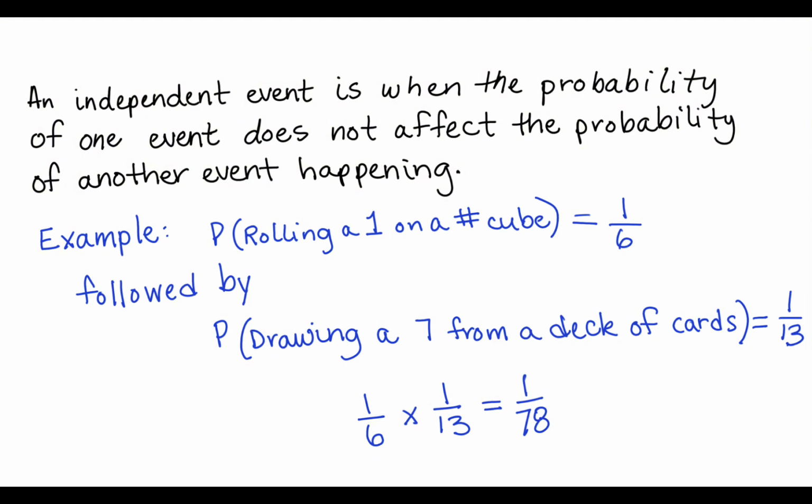So instead of drawing out the sample space, all I have to do is say 1/6 times 1/13, and that gives me 1/78, meaning that there's a 1/78 chance that I would roll a 1 on a number cube and draw a 7 from a deck of cards. Neither of the outcomes rely on the other, therefore it's an independent event.